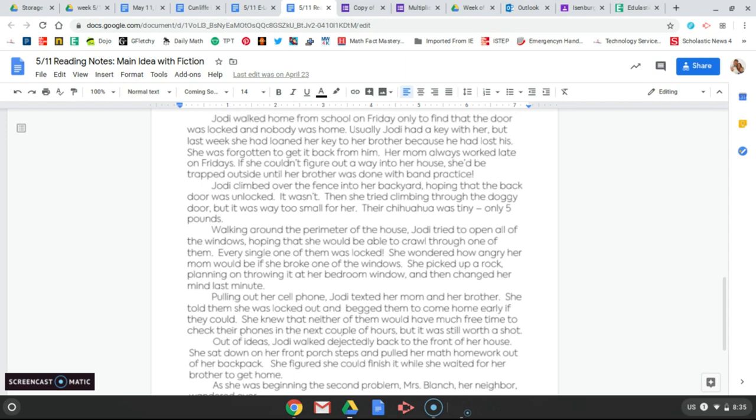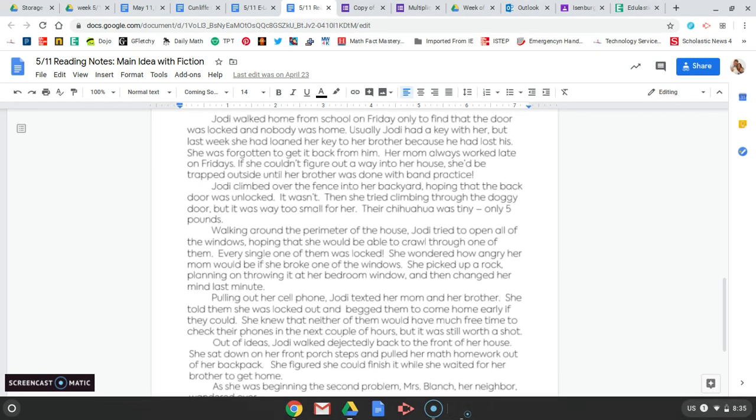Pulling out her cell phone, Jody texted her mom and her brother. She told them she was locked out and begged them to come home early if they could. She knew that neither of them would have much free time to check their phones in the next couple hours, but it was worth a shot.